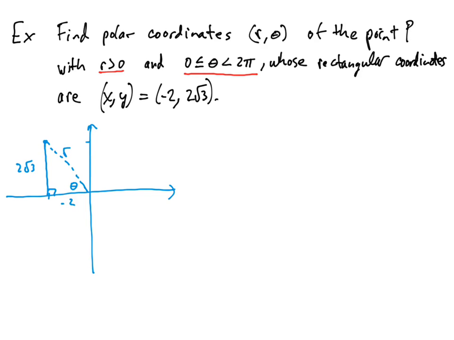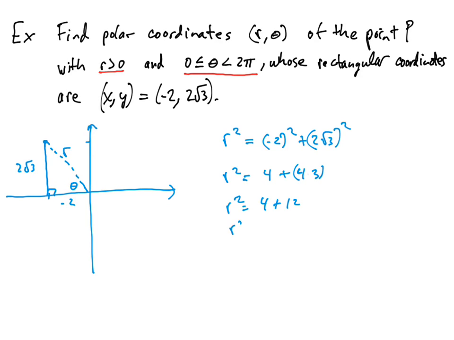So we ultimately need to figure out what theta is, and we need to know what the r value is. Well, r, this is a right triangle, so you can use the Pythagorean theorem. R squared is going to be -2 squared plus 2 square root 3 squared. So r squared, we get 4 plus 2 square root 3 squared, that's going to be 4 times 3. So r squared equals 4 plus 12. Kind of doing step by step here, r is going to be 4. When we take the square root here, we could get a positive or negative, but because we want a positive r value, we're going to go with the positive 4.